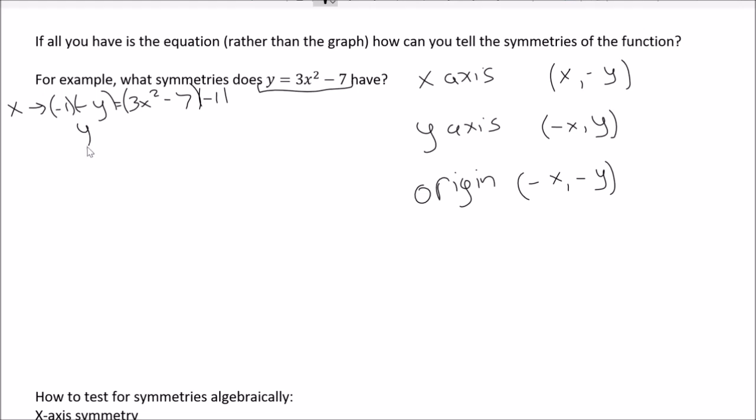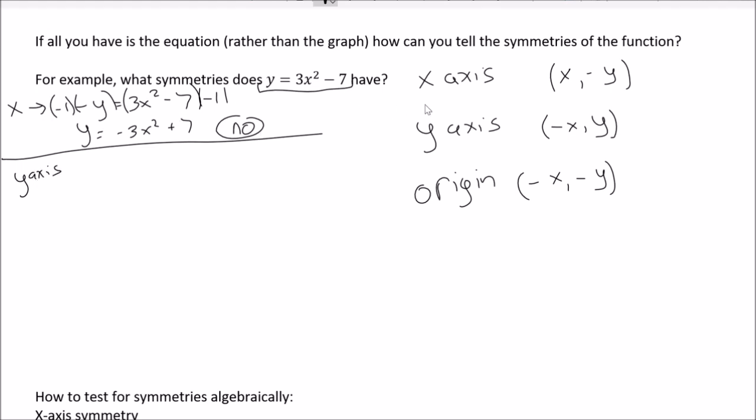So what do I get when I do that? I get y equals negative 3x squared plus 7. All right, I fixed the problem that the y was negative. Now they match again. However, I've created 2 new problems. What I can already see is that every time I fix a problem, it's going to generate a new problem. Something is going to have the wrong sign on it. So what does that tell me? It tells me this isn't going to be possible. So does it have x-axis symmetry? No, it doesn't. Okay, let's try y-axis symmetry.